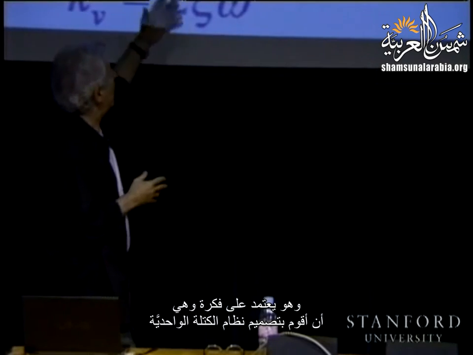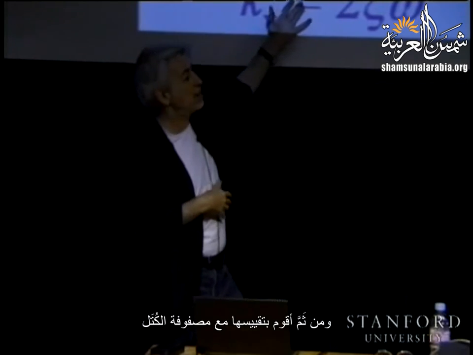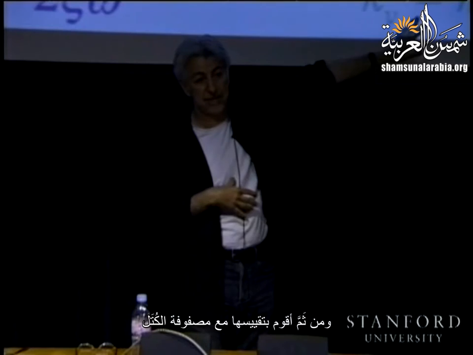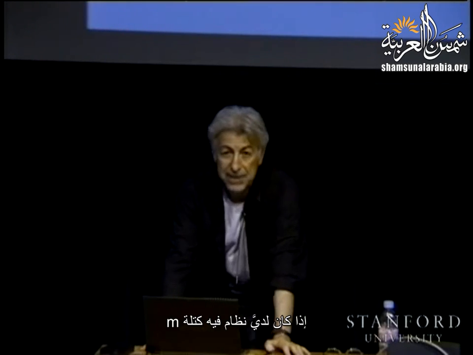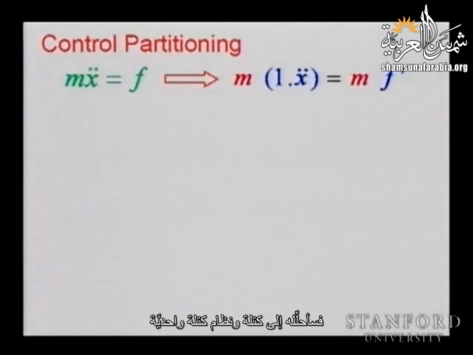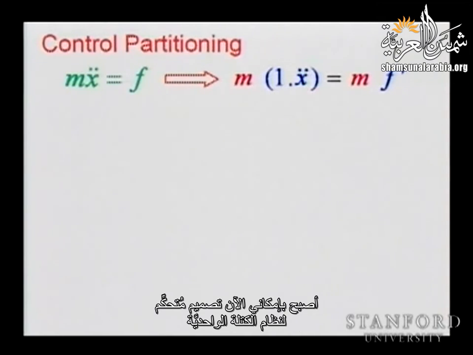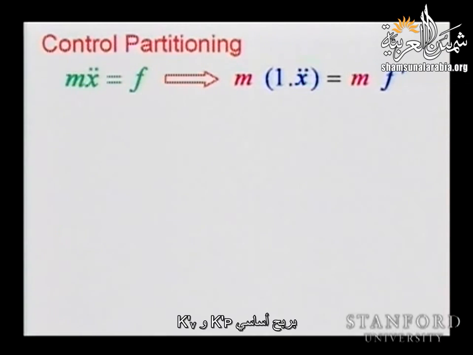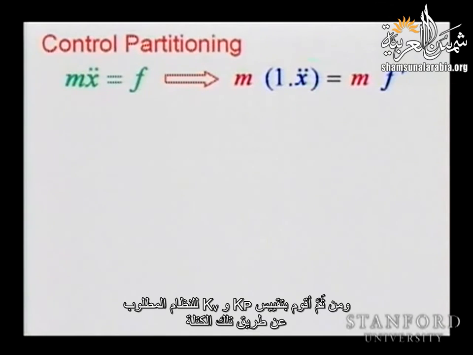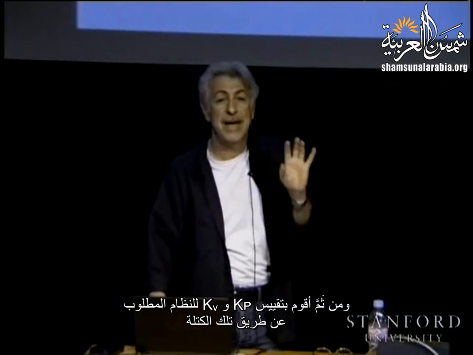This is the nonlinear dynamic decoupling that we're going to introduce, and it is based on the idea that I design the unit mass system, and then I will scale the unit mass system with the mass matrix. Well, in this case, it is just a scalar, simple mass. So this is what we call the control partitioning. If I have a system with a mass m, I basically decompose it into the mass and the unit mass system. So the blue is the unit mass system, and m is the scaling of the unit mass system. So I can now design a controller for the unit mass system with Kp prime and Kv prime. And then the Kp and Kv for the original system will be just scaled by that mass.